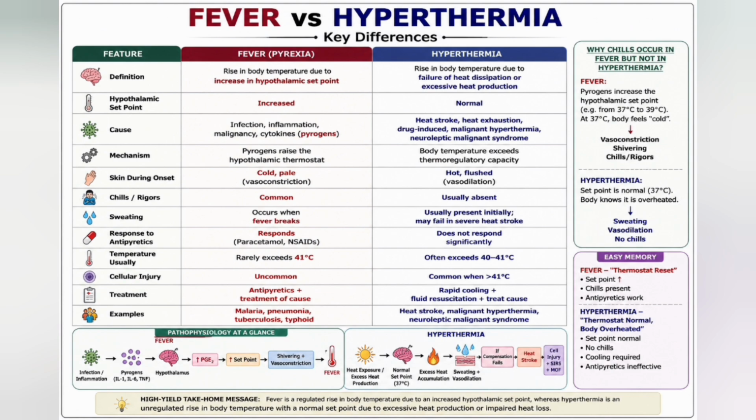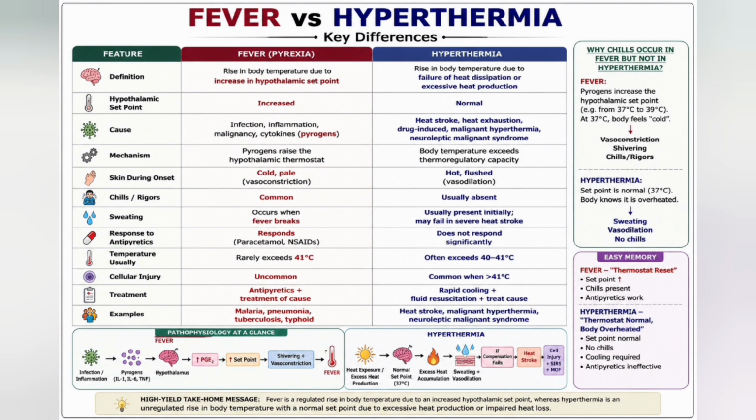It is also pertinent to understand the classical differences between fever and hyperthermia. In fever, there is a rise in body temperature due to an increase in the hypothalamic set point, while in hyperthermia, the rise in body temperature is due to the failure of the heat dissipation mechanism or due to excessive heat production. The causes in fever include infection, inflammation, or cytokine-related pyrogen release, while in hyperthermia, it is due to heat stroke, heat exhaustion, or malignant hyperthermia.